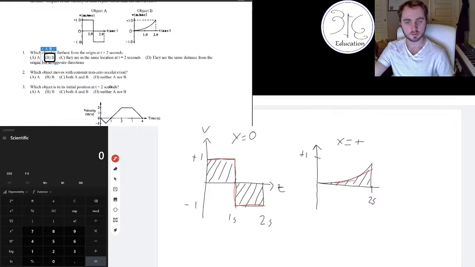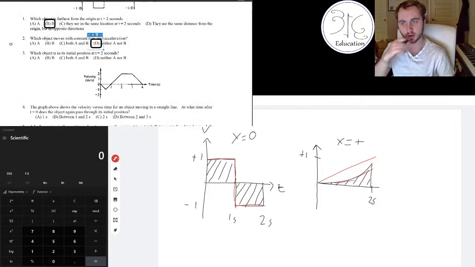Let's see, so they want a constant though. So we have non-zero acceleration for B. Constant, we actually don't expect this to be constant, because a constant case would be something that looks like something like that, right? A constant slope. This slope is not constant. And so our best answer here is now D, because this doesn't fit for our first object nor our second one. So neither A nor B is our answer for this one.